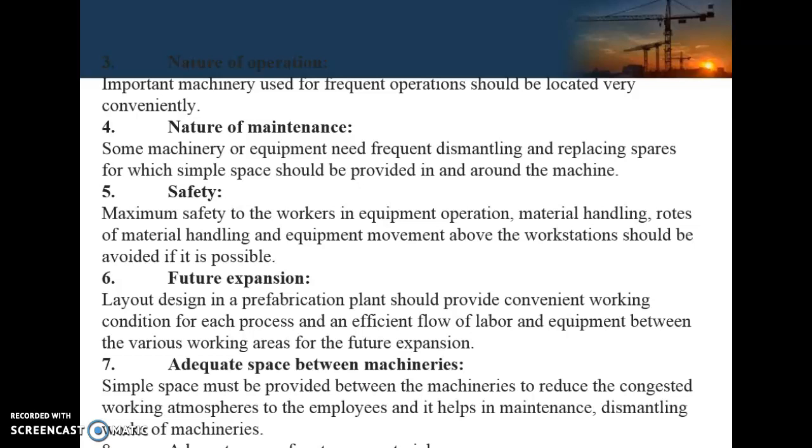Then for future expansion. Layout design in a prefabrication plant should provide convenient working condition for each process and efficient flow of labor and equipment between the various working areas for the further expansion. Adequate space between the machineries. Simple spaces must be provided between the machineries to reduce the congested working atmosphere.